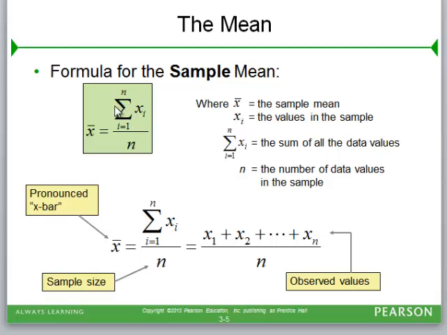And this is sigma. Sigma means the operation of summing up. So sigma, i equal to 1 to n, of xi is the sum of all the values in the data, and n is the number of data values in the sample. So x bar equals x1 plus x2 plus x3 plus x4, and so on until the last observed value xn, then divided by the sample size n.